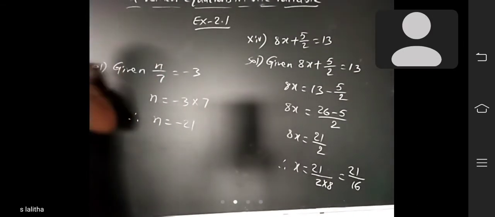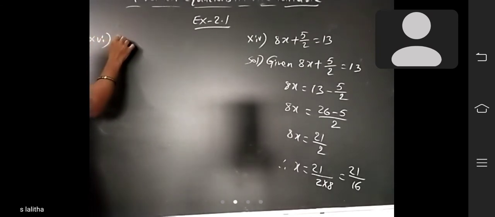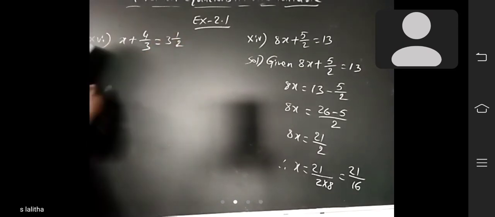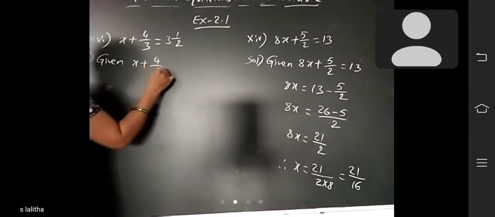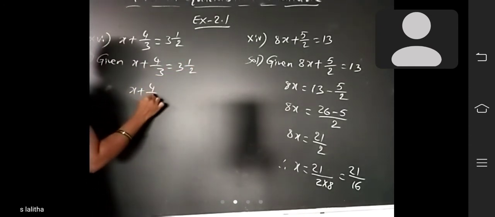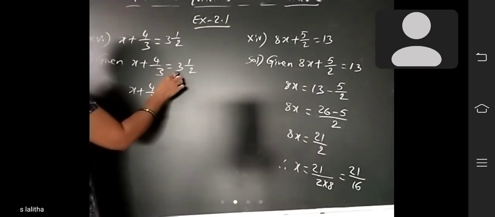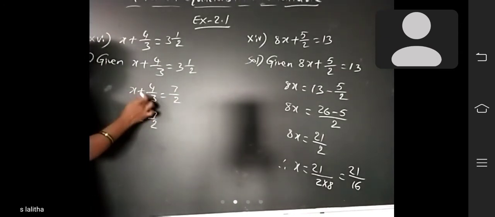Okay, next 16th problem, see children. x plus 4 by 3 equal to 3 1 by 2. So what is the given equation? Given x plus 4 by 3 equal to 3 1 by 2. Here it is a mixed fraction. If you convert into improper, 2 3s are 6 plus 1, 7 by 2. So x is equal to 7 by 2, here plus 4 by 3 is there.